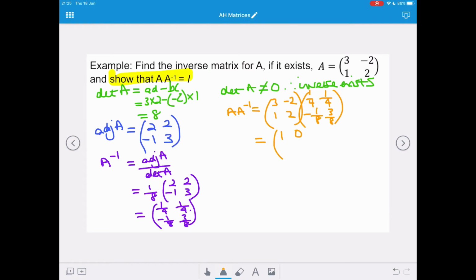And then we're going to do 3 times a quarter plus -2 times 3/8, which is going to give us a value of 0. 1 times a quarter plus 2 times -1/8 gives us 0 again. And then 1 times 1/4 plus 2 times 3/8 is going to give us a total of 1. And that gives us our identity matrix 1, 0, 0, 1. And so we've proven that we have the correct inverse matrix for matrix A.